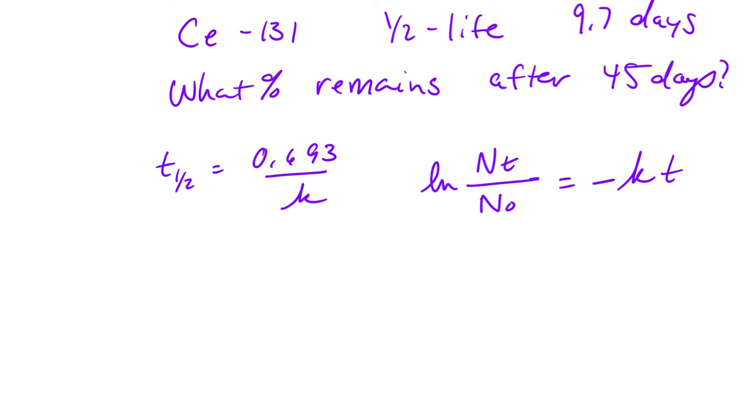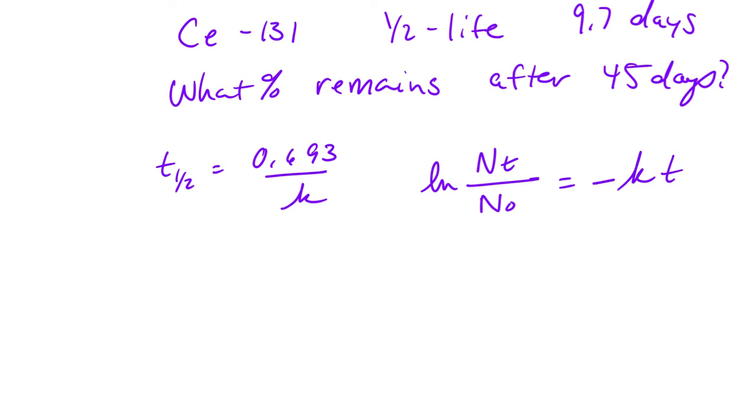All right, so here we know the half-life. We want to know the percent of cerium that remains after 45 days. So we have T1/2. We have our time that we're going to use in our rate equation. We want to find N sub t. What can we use for N sub 0? 1 or 100. Yeah, either one.